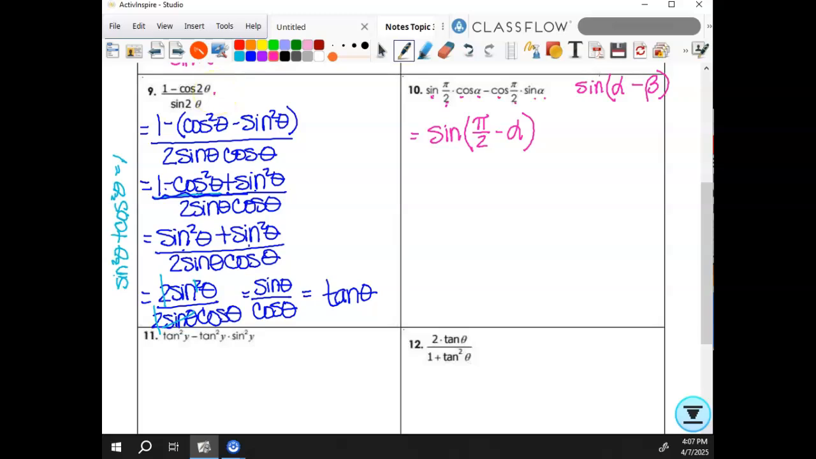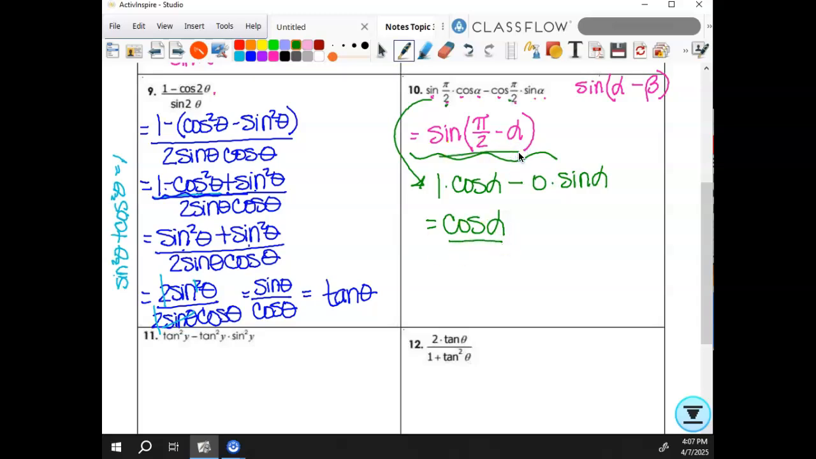Or, like over here, I don't know what theta is, and so I really can't do anything but simplify this like I did, but these have actual values in them that I could use. So another option would be, what is the sine of pi halves? Sine of pi halves is 1 times cosine alpha, minus the cosine of pi halves is 0 times sine alpha.